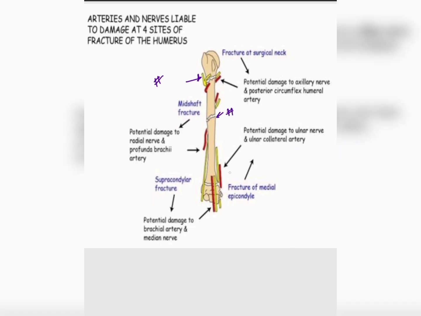If there is a supracondylar fracture, there is a possibility of injury of the median nerve and brachial artery. And if there is a medial epicondyle fracture, there is the possibility of injury to the ulnar nerve, as the ulnar nerve passes behind the medial epicondyle of the humerus.